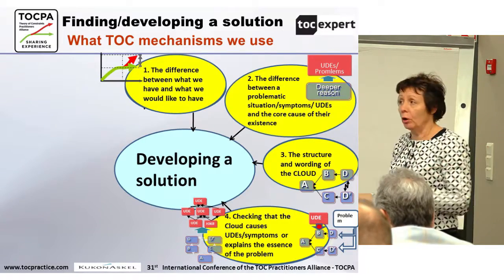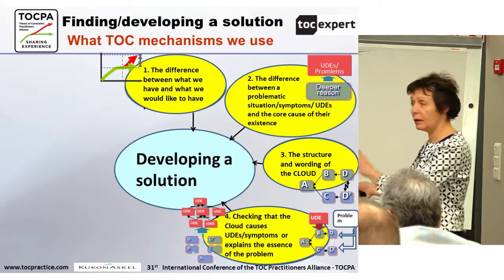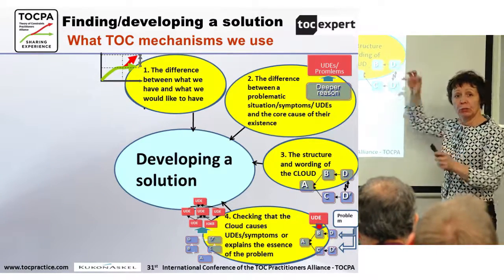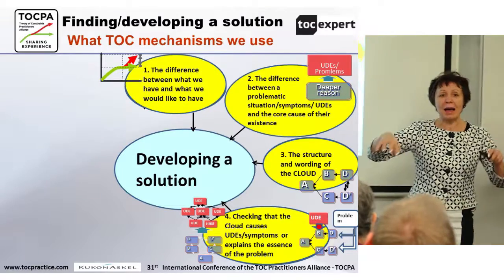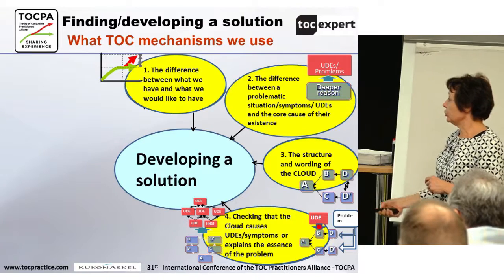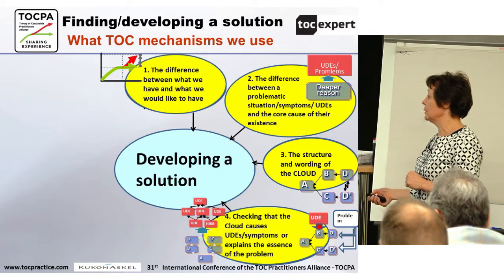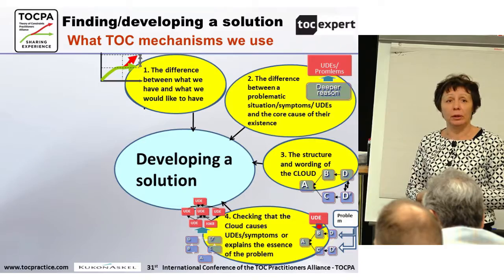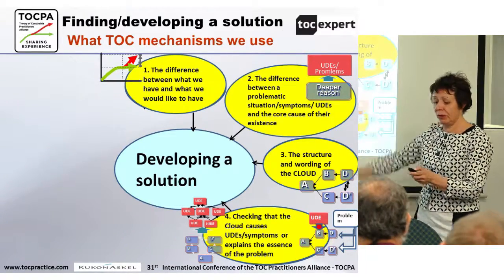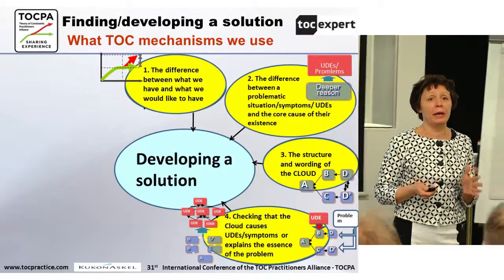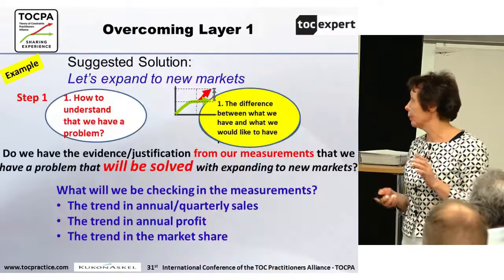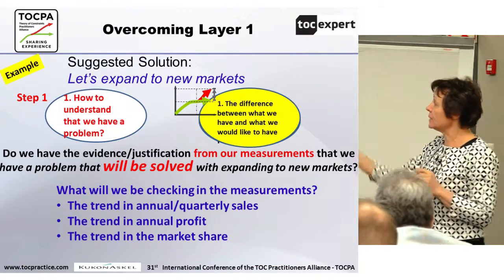Then, how to formulate the problem. In TOC, we use the cloud, as I just showed: if it's a problem, there must be a conflict between two incompatible behaviors. And then we want to check that the cloud causes the undesirable symptoms, or explains the essence of the problem. We want to make sure that we are dealing with a real issue. So these are the 4 elements that we use in order to work with layer 1, disagreeing on the problem. So now, how to understand that we have a problem?